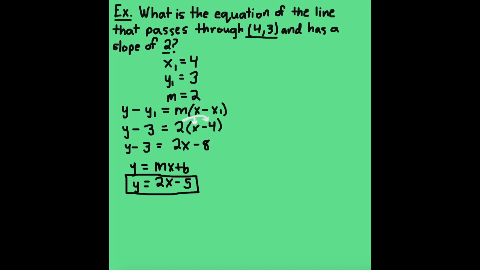Y equals 2x minus 5 is in slope-intercept form. 2 is the slope, and negative 5 is the y-intercept. This means that negative 5 is the y value when x equals 0. So let's draw this out. So we have the line y equals 2x minus 5.